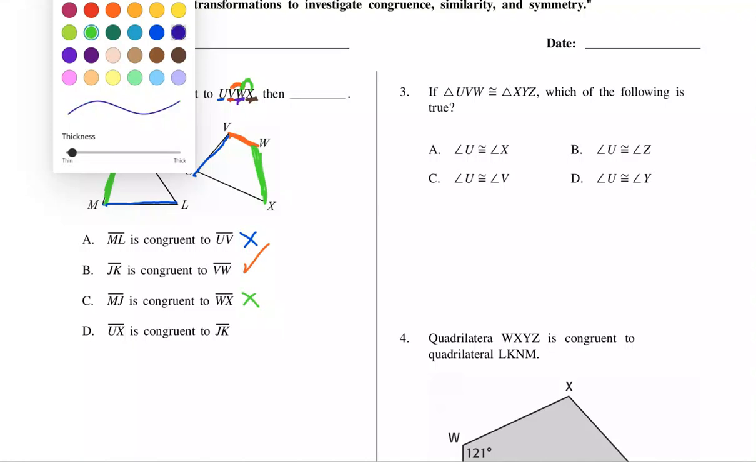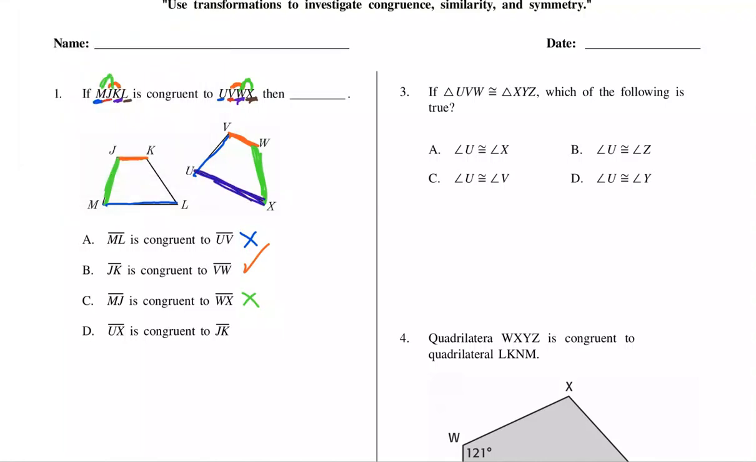Okay, and let's go ahead and check the last part. UX is congruent to JK. So we have UX is congruent to JK. Well, we already saw JK and VW go together. So I don't think if we do JK right here and UX, yeah, those aren't going to go together. So my answer here is JK is congruent to VW. Okay, go ahead and pause here and start working on the next bit of problems.